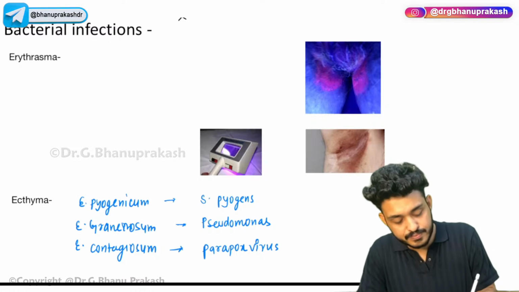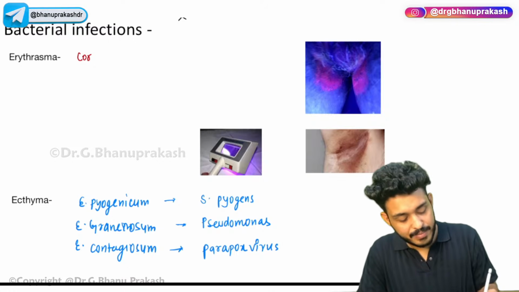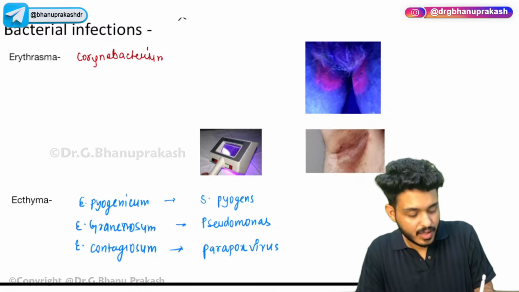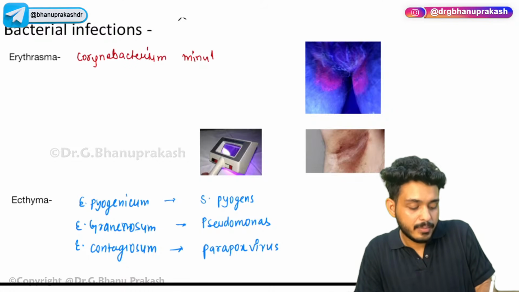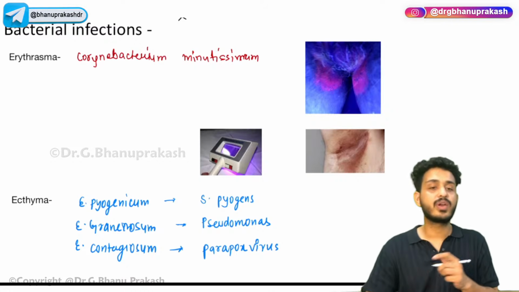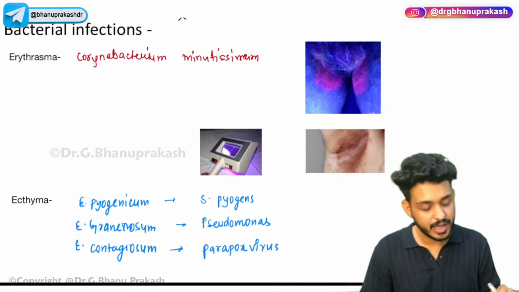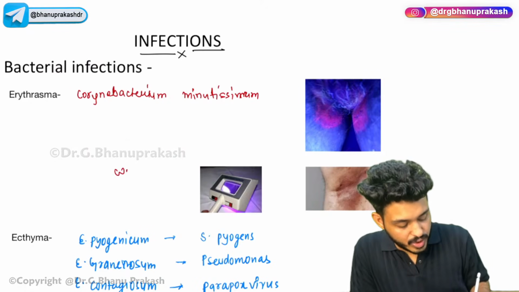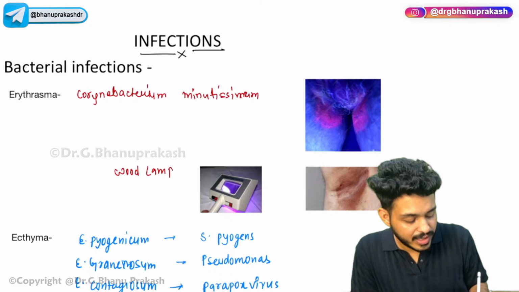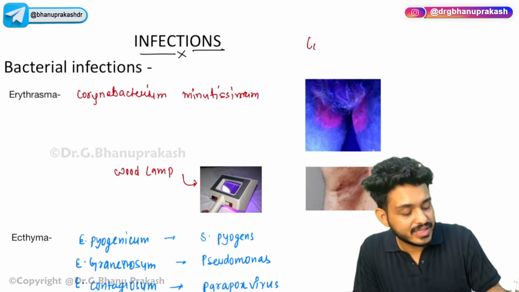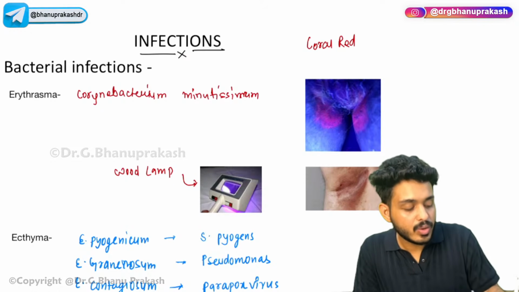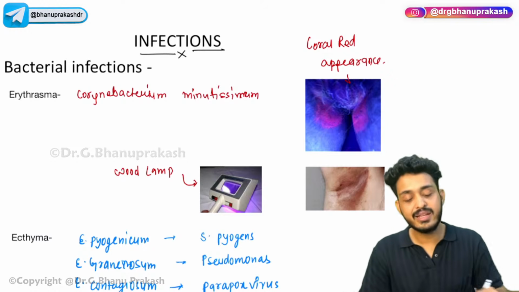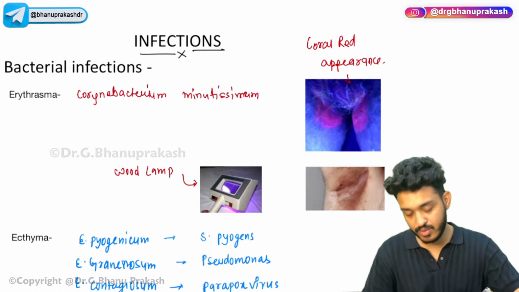Erythrasma is due to Corynebacterium minutissimum. It is due to Corynebacterium minutissimum. Corynebacterium diphtheriae causes diphtheria. Okay, what you will be finding is on wood lamp examination. When you are doing wood lamp examination, you are finding this coral red appearance. Okay, coral red appearance on wood lamp examination is a characteristic feature of erythrasma.